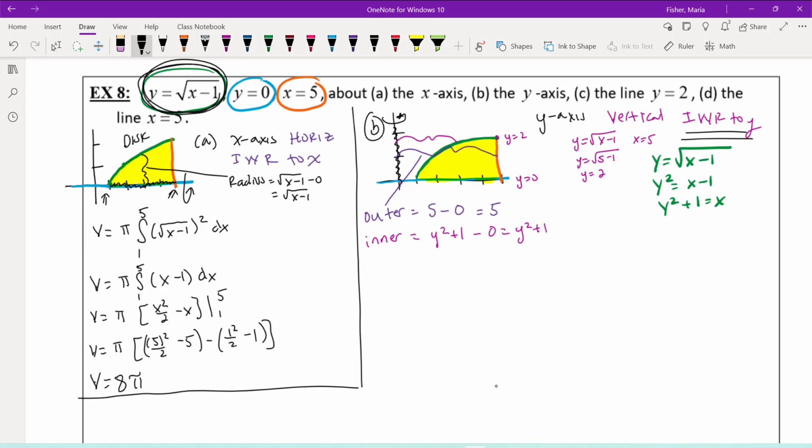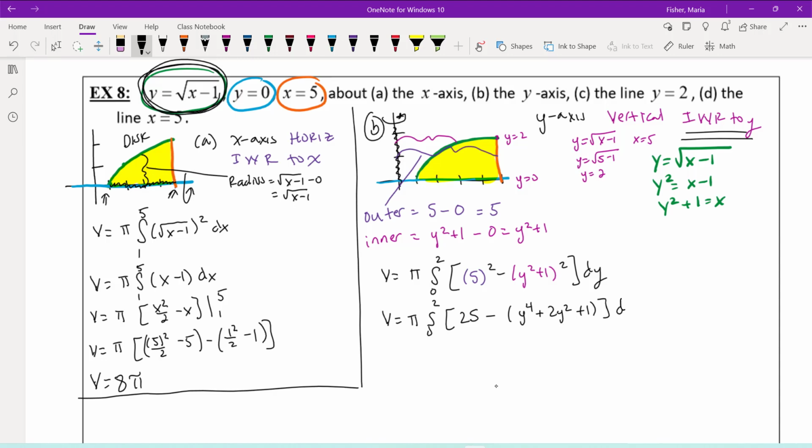So here my volume is going to equal pi times the integral from 0 to 2 of outer radius squared, in this case 5 squared, minus inner radius squared, in this case y squared plus 1 squared dy. Squaring both of these, we have 25 minus, and this becomes y to the 4th plus 2y squared plus 1. If I distribute the negative and combine like terms in the same step, 25 minus 1 is going to be 24 minus y to the 4th minus 2y squared.